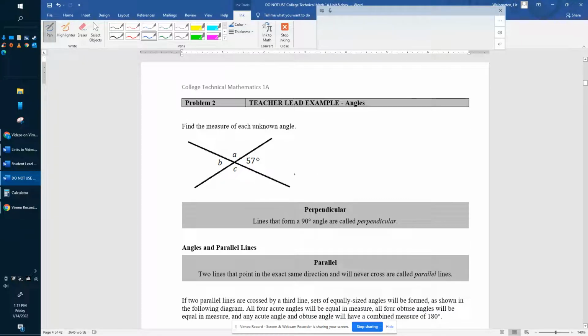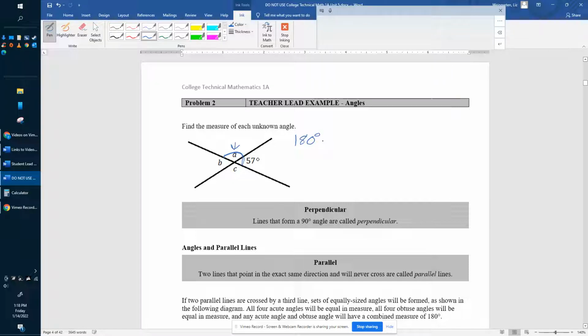Now, there are properties to angles. We want to try to find the measure of each unknown angle. So let's take a look at this. We have a straight line that is cut by another straight line. Well, we know that this full angle right here is a straight line, right? Therefore, this angle A has to be the straight line angle minus 57 degrees. The straight line angle is 180 degrees.